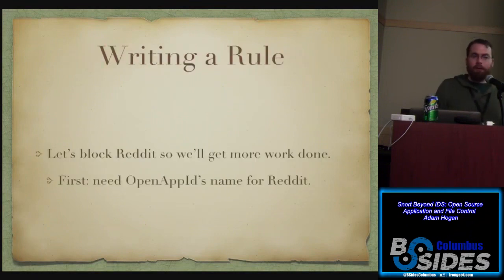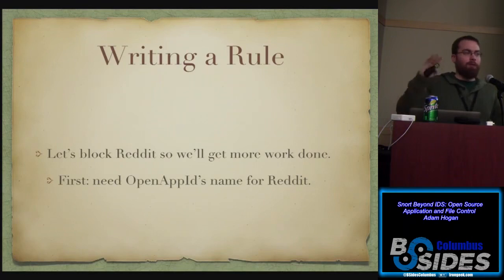All right, so let's take a look at how that would work. Maybe we want to block Reddit, so we'll get some more work done. So we want to put that rule out on the IPS, put it into block mode to make sure we're always blocking it. I can't do it by IP. Reddit's so big now it's load balanced over web services, so I can't just pick one IP and block it. And I certainly don't want to block all of port 80. I've got research to do, just the one application.